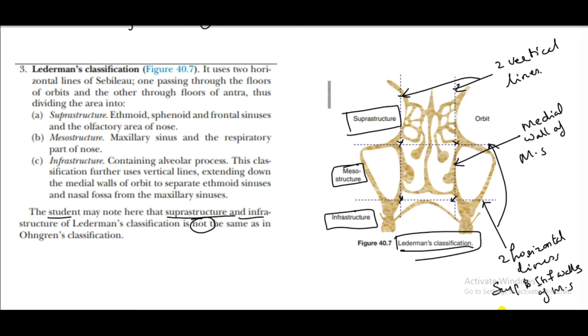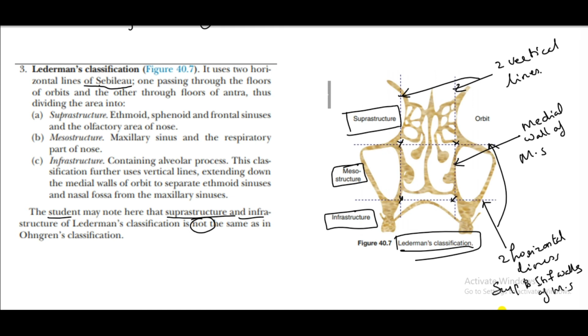The student should note that the suprastructure and infrastructure of Lederman's classification are not the same as in Ohngren's classification. Lederman's classification uses two horizontal lines of Sebileau, the name of these lines, one passing through the floors of the orbits and the other through the floors of the antra, thus dividing the area into suprastructure, mesostructure and infrastructure. In the suprastructure, we have the ethmoid, sphenoid and frontal sinus and the olfactory area of the nose. In the mesostructure, we have the maxillary sinus and the respiratory part of the nose. The infrastructure contains the alveolar process.